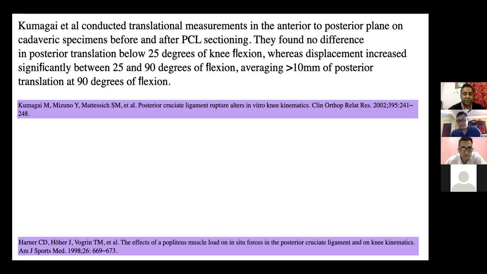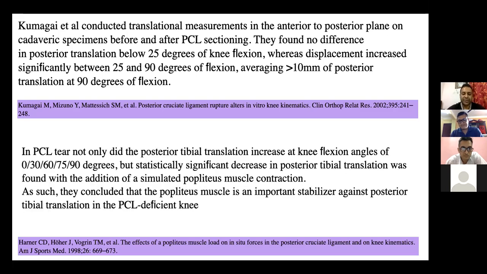Markolf et al. did a study on the effects of popliteus muscle load on in situ forces in the PCL and on knee kinematics. They state that in the PCL tear, not only did the posterior tibial translation increase as the knee flexion angle increased, but a statistically significant decrease in posterior tibial translation was found with the addition of simulated popliteus muscle contraction. So they concluded that the popliteus muscle is an important stabilizer against posterior tibial translation in the PCL deficient knee.